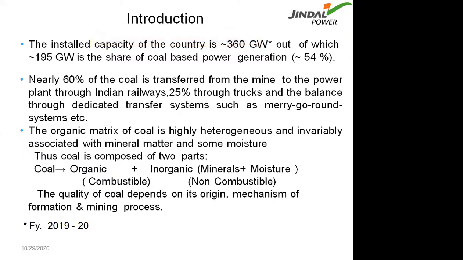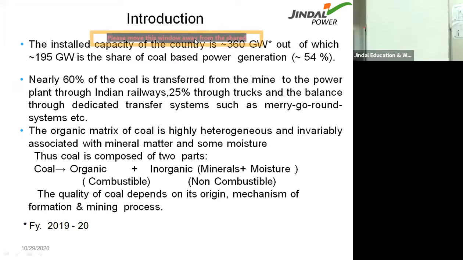It is basically a dedicated freight corridor system, usually adopted by NTPC and near about Adani Power Generation at Gujarat. They have their own rakes and wagon systems and a dedicated corridor by means of which they procure coal directly from the mines. Those rakes and wagons are dedicated only to procuring coal for those organizations. These are called merry-go-round systems. At Jindal Power nowadays, we procure 80% of coal from trucks and the rest 20% from rake mode systems by Indian Railways.